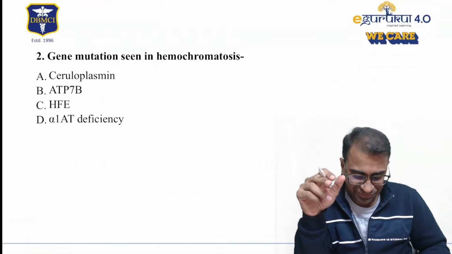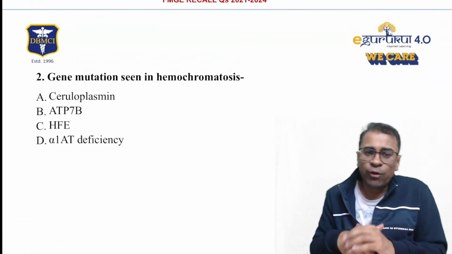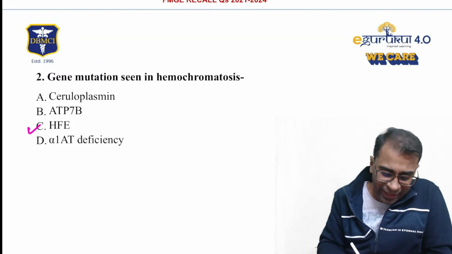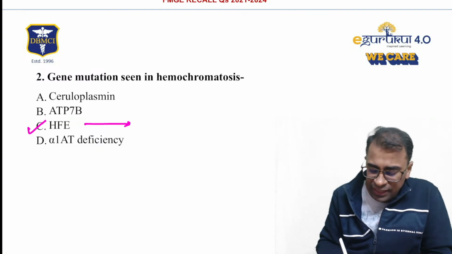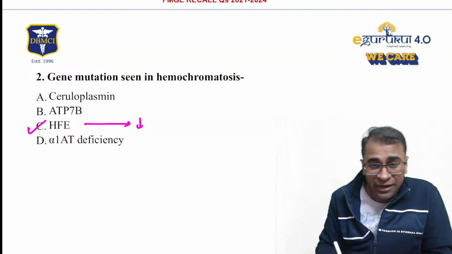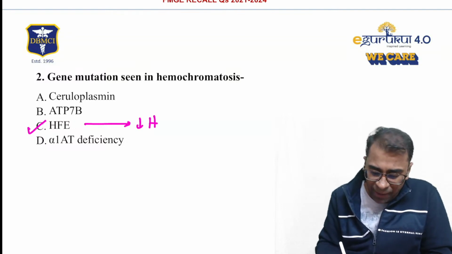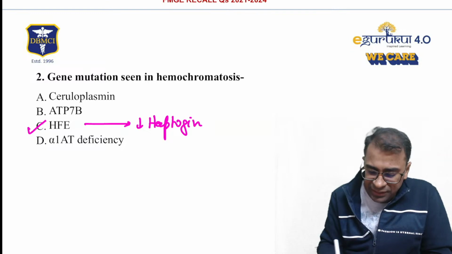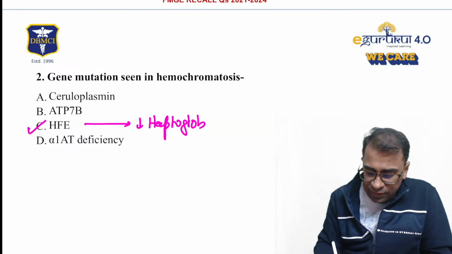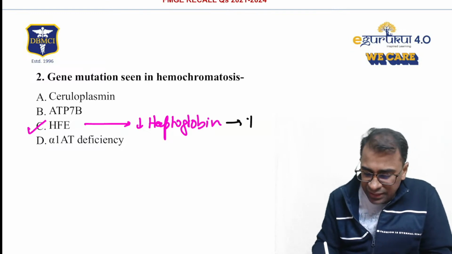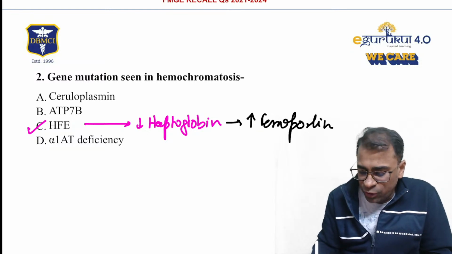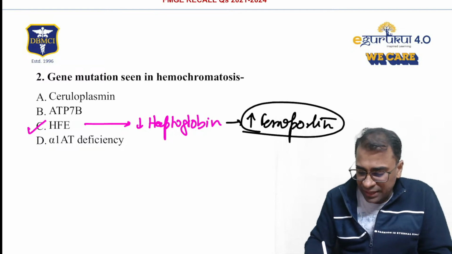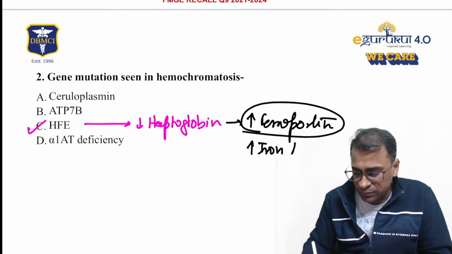Okay. Gene mutation in hemochromatosis, yes, simple, it is HFE. So the question can be what does HFE do. The function of HFE: in mutation, it decreases the release of hepcidin. So if hepcidin decreases, it will increase the amount of which one? Yes, ferroportin. And because of high ferroportin, you all remember there is increased iron absorption.